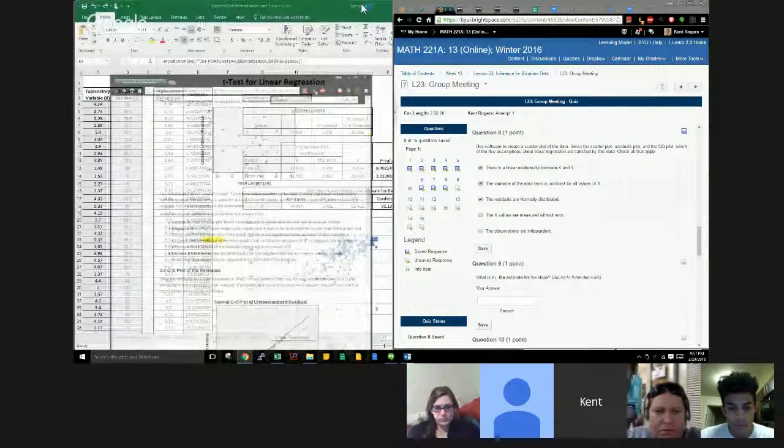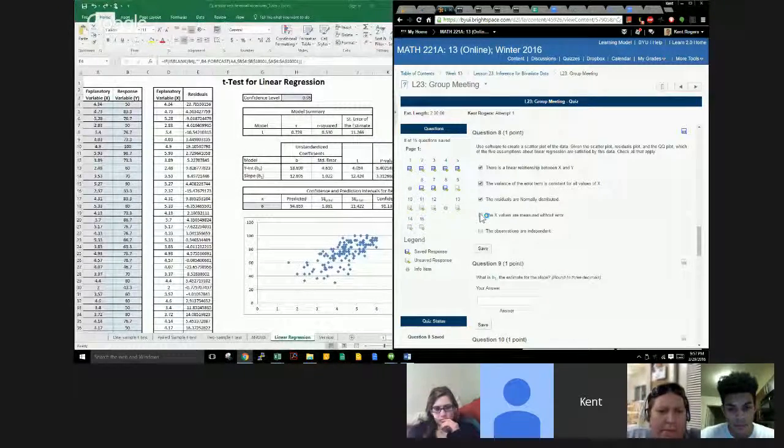And the x values are measured without error. We have to make the assumption that that's true, correct? Well, yeah, but look at the question. Is that what it's asking? Given the scatter plot, residual plot, and QQ plot, which of the 5 assumptions about linear regression is satisfied by that data? I don't know if our assumptions are validated by that, is it?